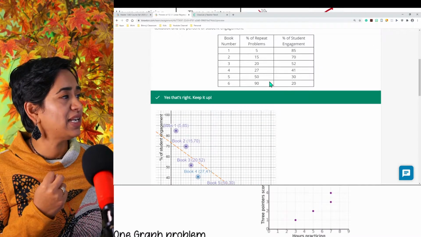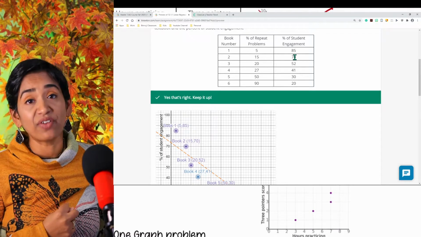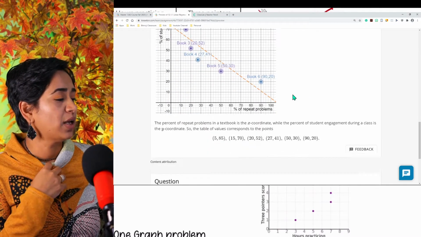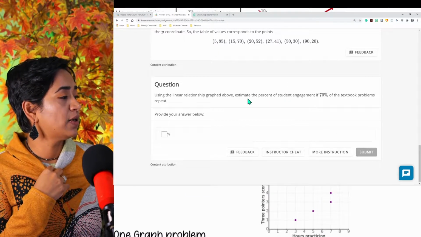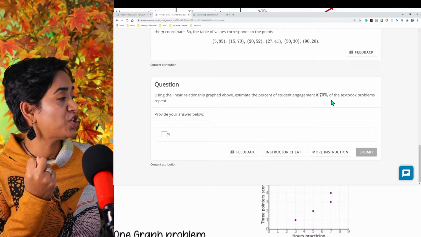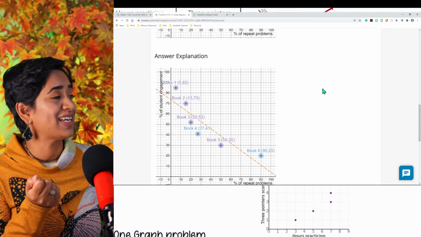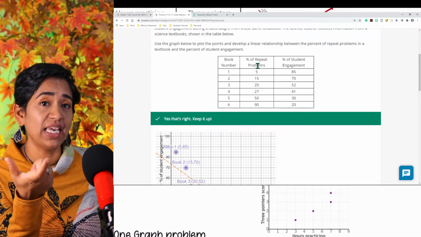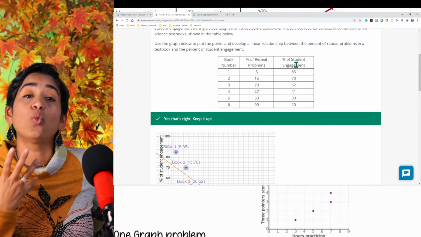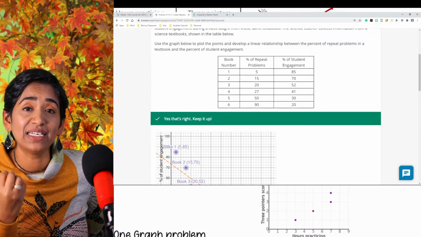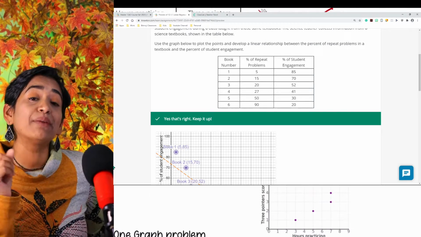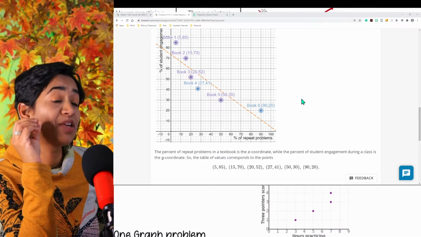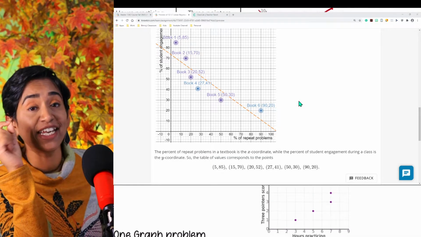As we can see, let me see. I forgot what they asked. Estimate the percent of student engagement if 70% of the textbook problems were used. So they said if your X is 70, go ahead and calculate what percentage of student engagement would be there. So what you have to do is simply plug in your 70. So they're asking me if the X value is 70, what is the Y value?